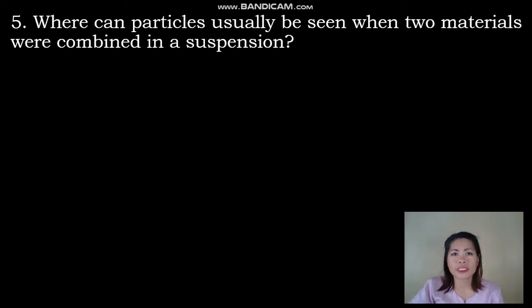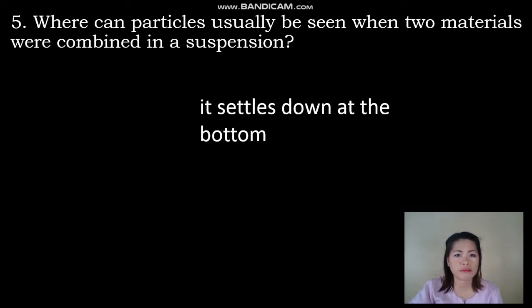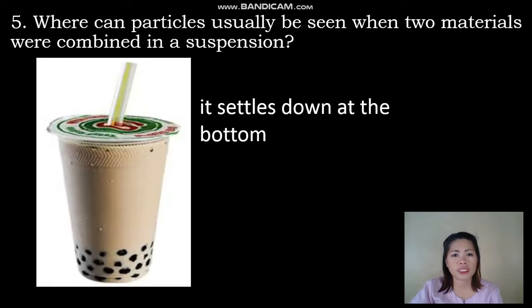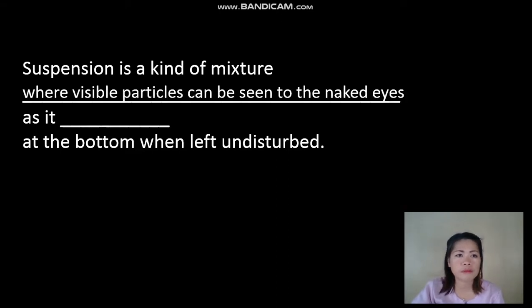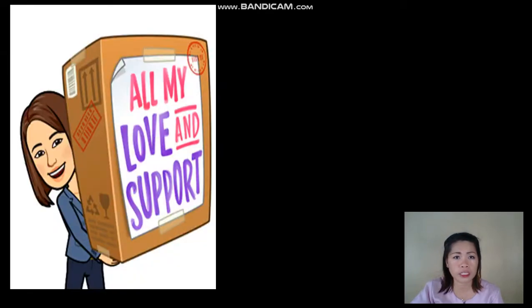Where can particles usually be seen when two materials are combined in a suspension? It settles at the bottom, just like in a milk tea. Now, can you complete this? Suspension is a kind of mixture blank as it blank at the bottom when left undisturbed. Suspension is a kind of mixture where visible particles can be seen with the naked eyes as it settles down at the bottom when left undisturbed.